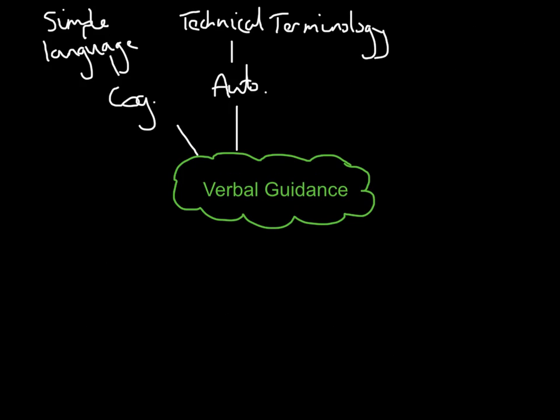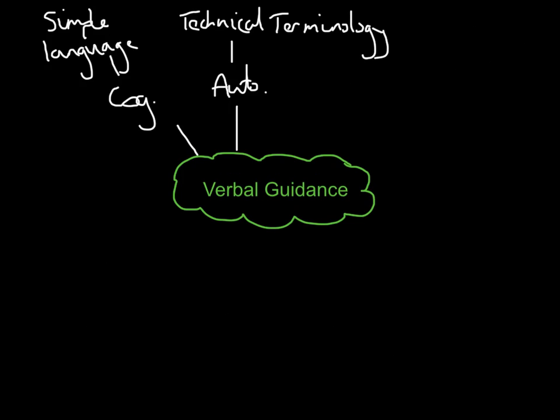Okay, so verbal guidance then, speaking and listening and describing what you need to do. Do you know what? It's the same factors that we're going to talk about here again that affect whether you should use verbal guidance. Again, you're not going to use verbal guidance on cognitive and not on autonomous or vice versa, but the type of person you're working with is going to influence the type of verbal guidance that you're giving.